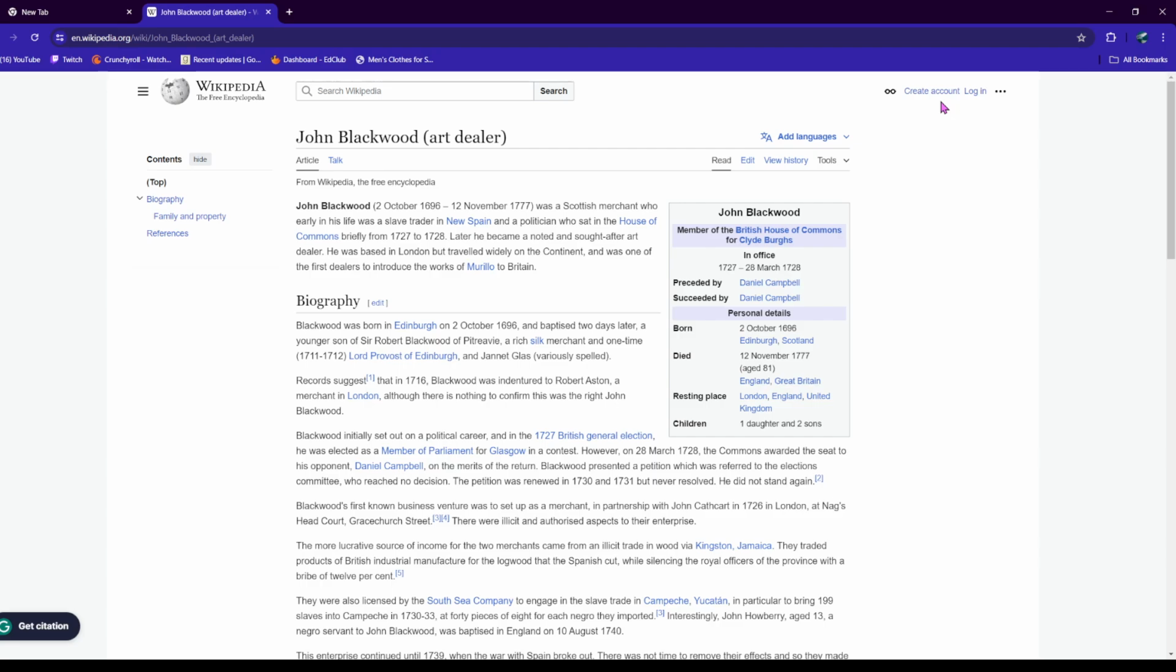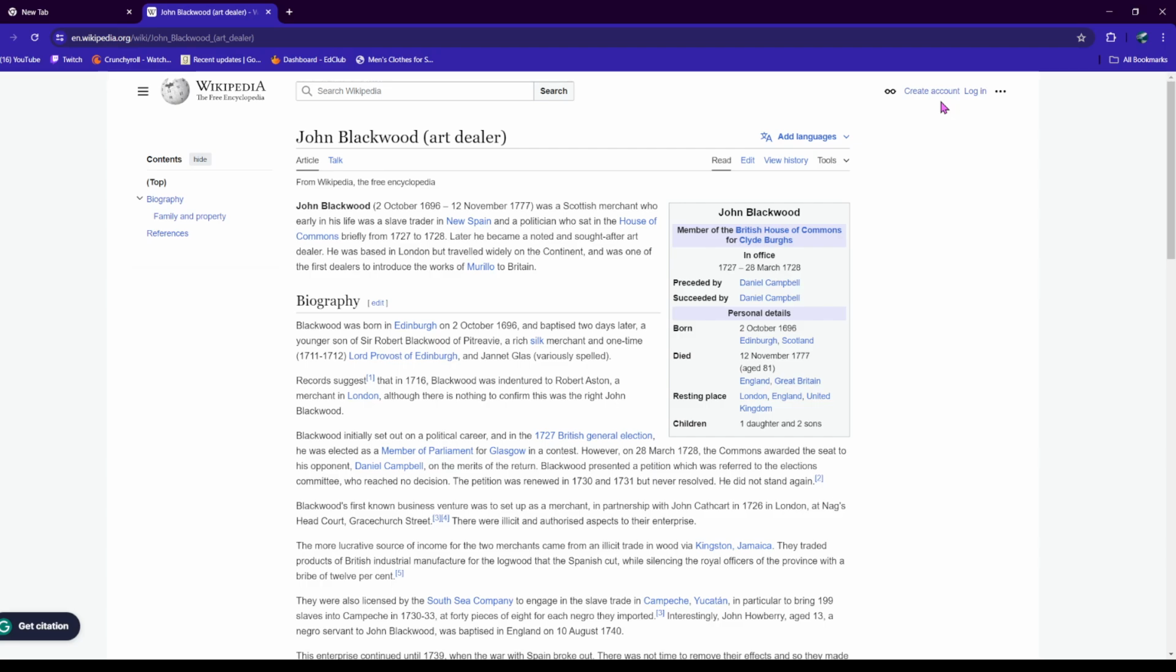Blackwood initially set out on a political career, and in the 1727 British general election, he was elected as a member of Parliament for Glasgow in a contest. However, on the 28th of March 1728, the Commons awarded the seat to his opponent, Daniel Campbell, on the merits of the return. Blackwood presented a petition which was referred to the Elections Committee, who reached no decision. The petition was renewed in 1730 and 1731, but was never resolved. He did not stand again.